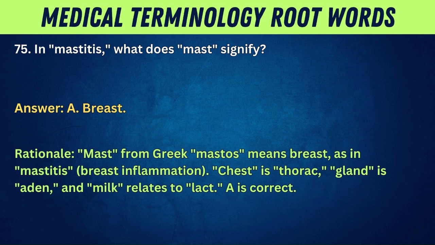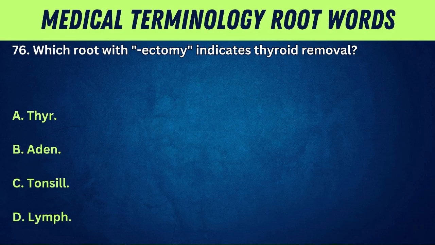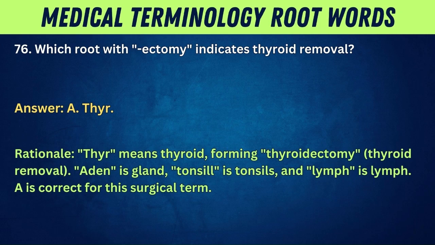Breast. Rationale: mast from Greek mastos means breast, as in mastitis, breast inflammation. Chest is thorac, gland is aden, and milk relates to lact. A is correct. 76. Which root with ectomy indicates thyroid removal? A. Thyr. B. Aden. C. Tonsil. D. Lymph. Answer: A.